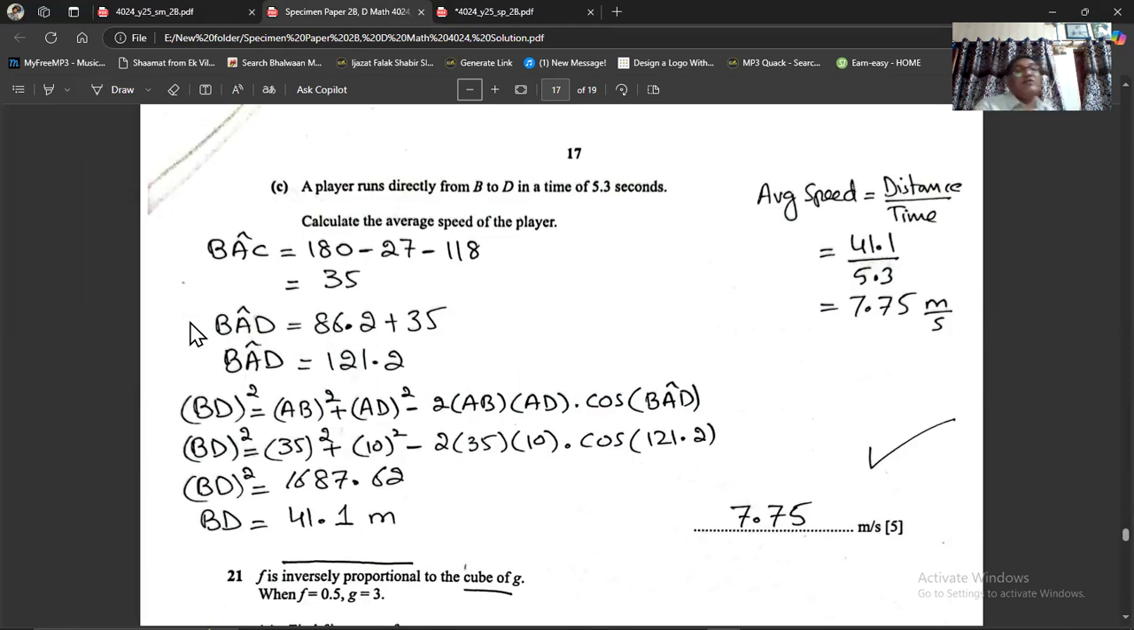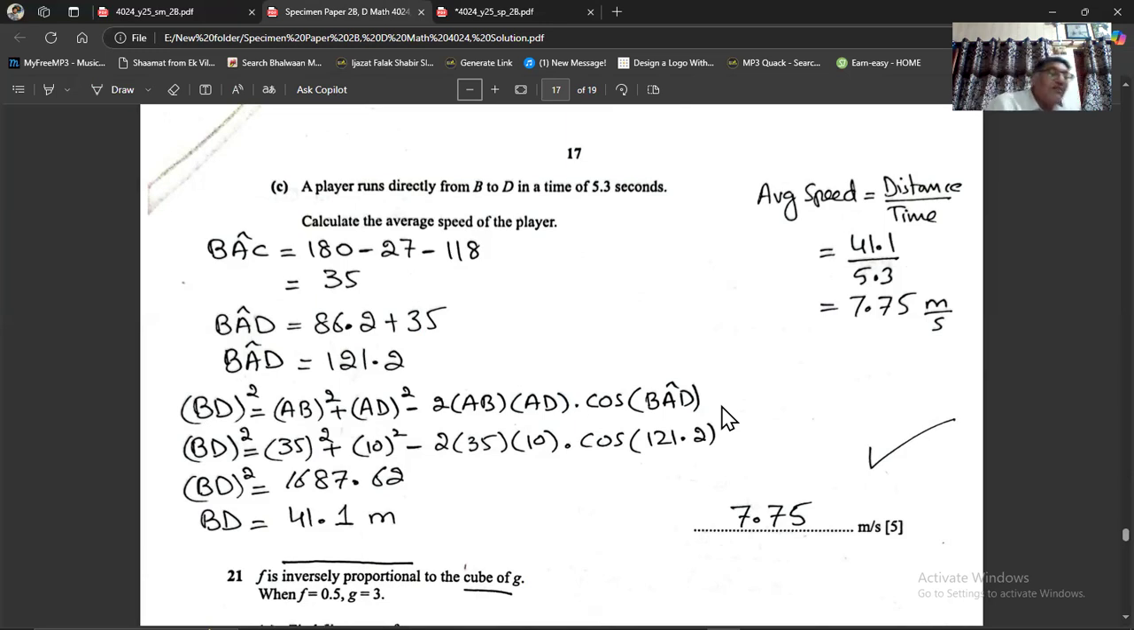So angle BAC will be equal to 180 minus 27 minus 118, and that is 35 degrees. The angle BAD will be 86.2 plus 35, so the angle BAD is 121.2. For BD square, I'm going to apply the law of cosine. BD square is equal to AB square plus AD square minus 2 into AB into AD into cos of BAD. Put those values: BD whole square will be 35 square plus 10 square minus 2 into 35 into 10 into cos of 121.2, and that is 1687.62. Take the square root on both sides, and the answer is 41.1 meters.